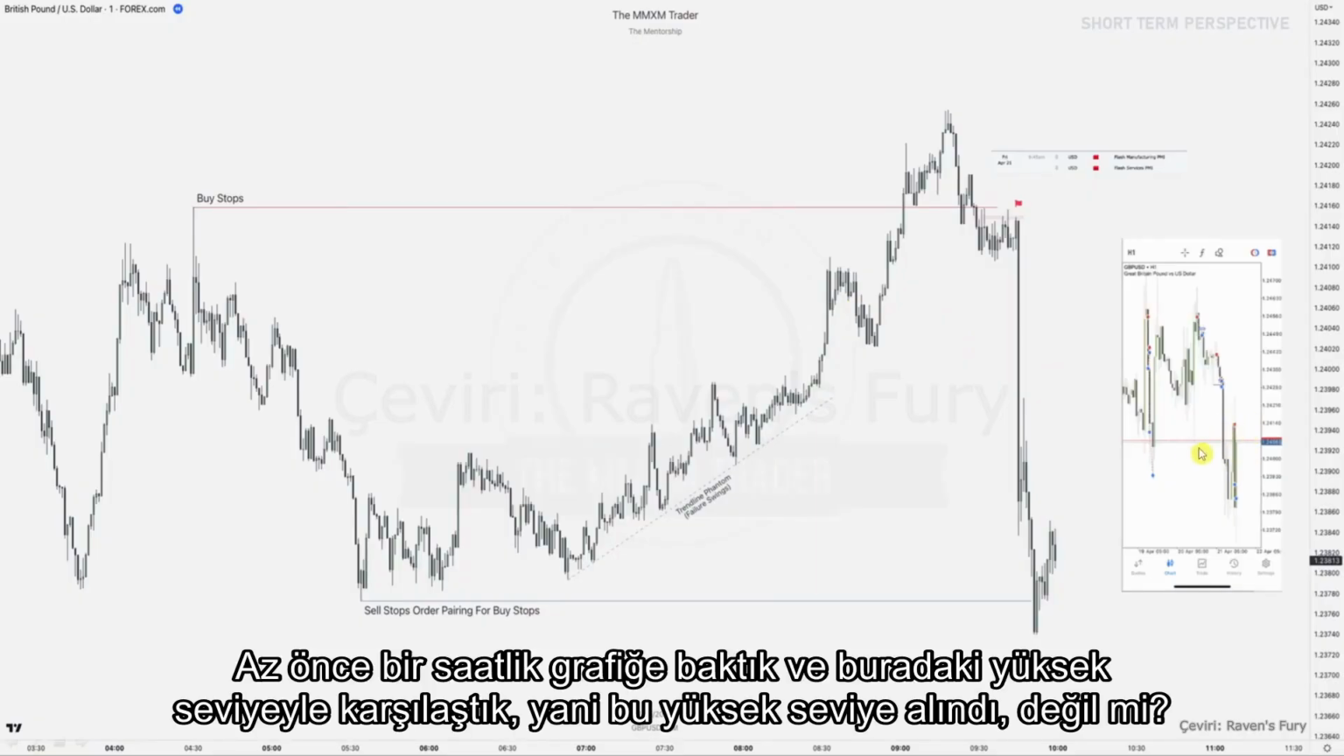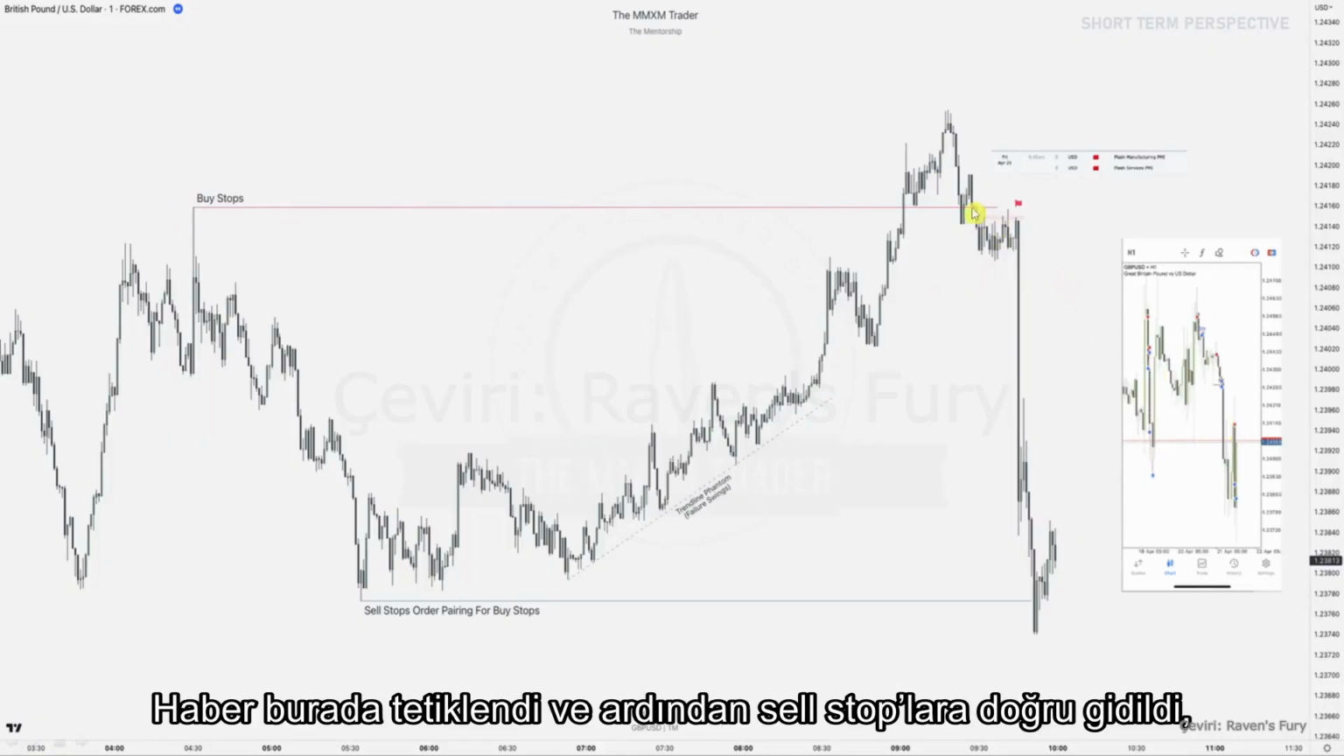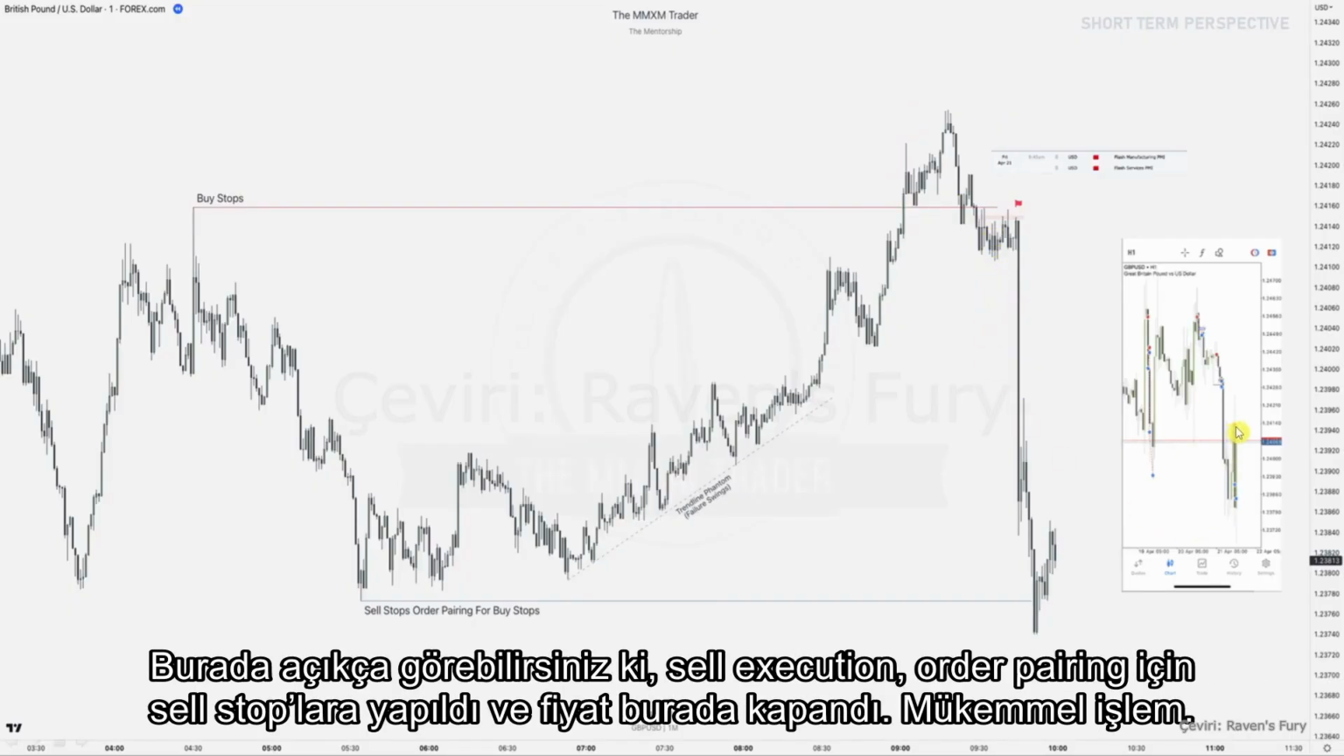We just looked at the 1 hour chart and we got that high over here, which is this high, which got run, right? So those buy stops got run, and you can actually see a sell execution just prior to that news release over here has been activated, and then going for those sell stops, right? So this is a perfect scenario where you are aware that buy stops have already been run, and it is highly likely this high impact news release will just drop price, and you can clearly see here that sell execution into those sell stops for order pairing and closed down here.